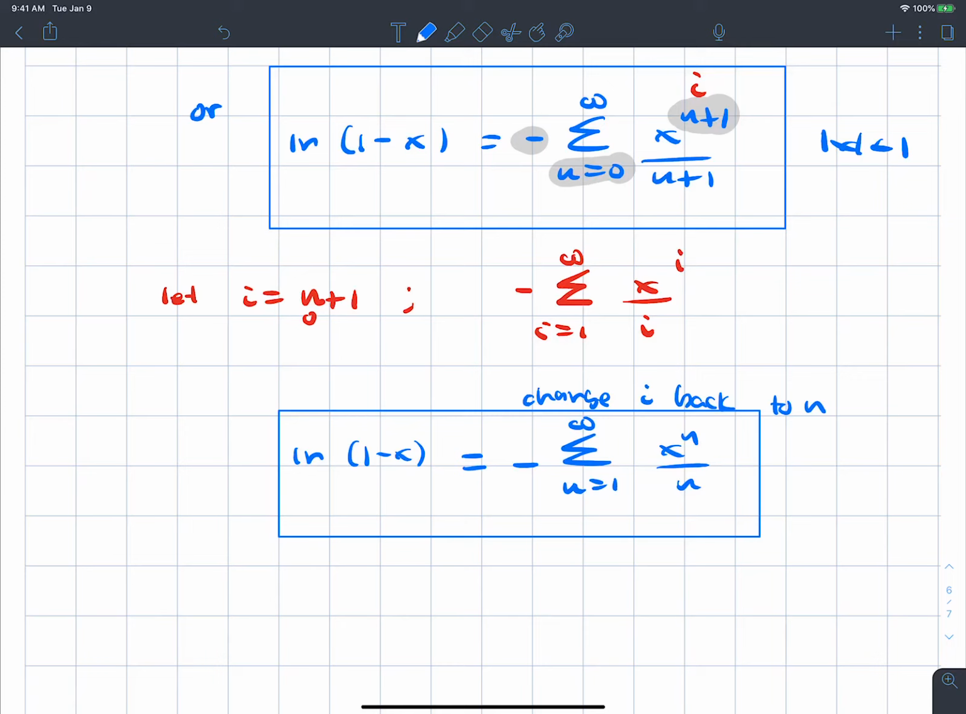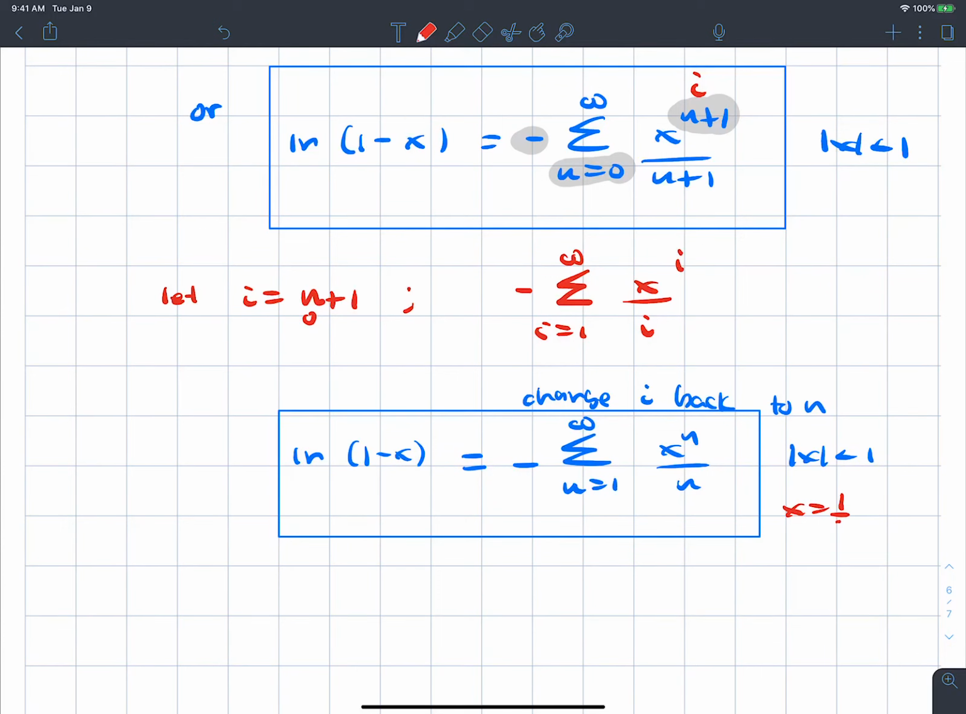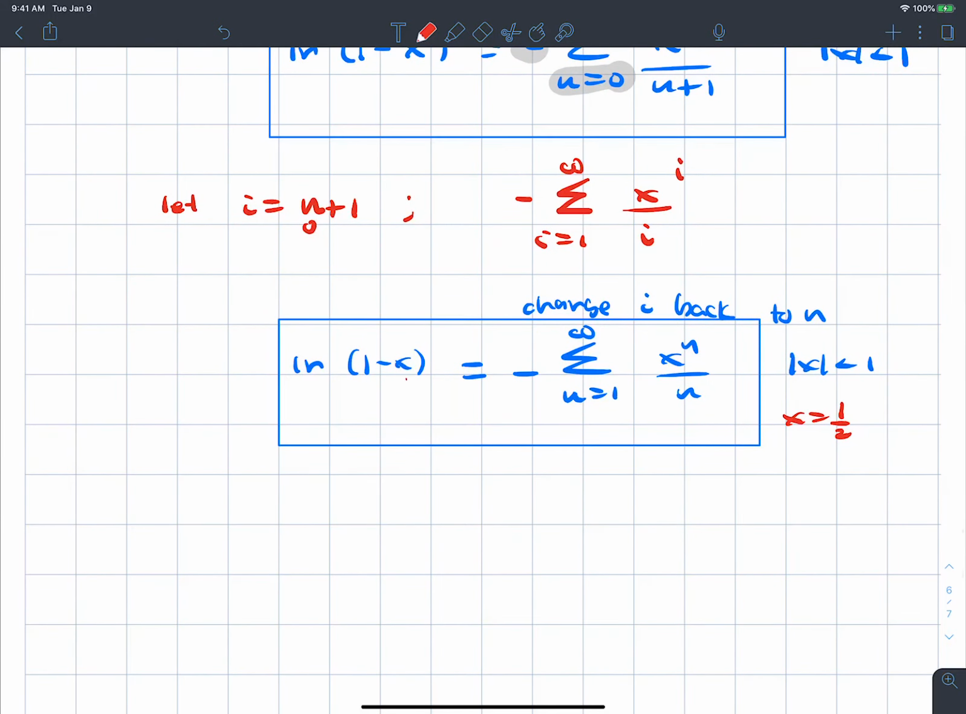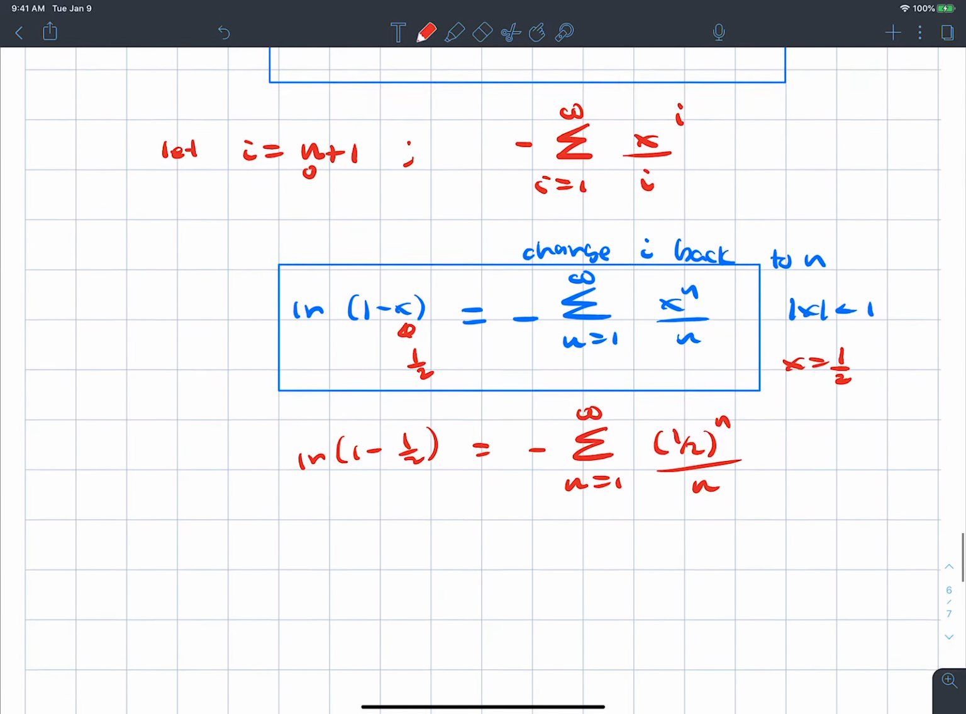Now, again, this is only good for the absolute value of x being smaller than 1. So, for example, here's something your book wants to show you. If you let x be 1/2 and I plug that in here, you get natural log of 1 minus 1/2. I think the book wants you to do that one. So natural log of 1/2 is minus the summation, n is 1 to infinity, of (1/2) to the n over n.